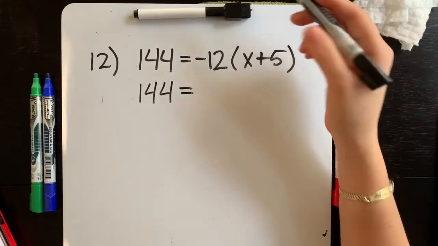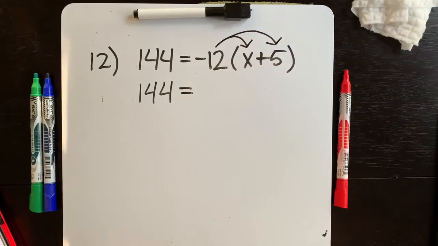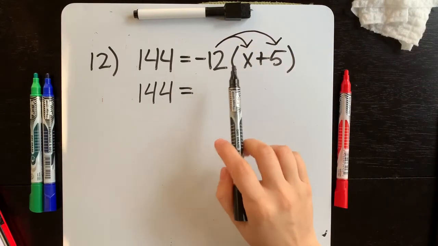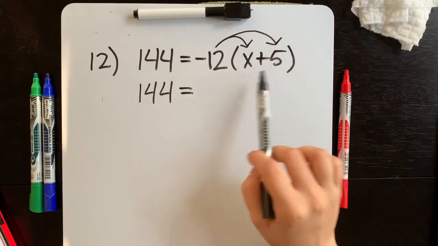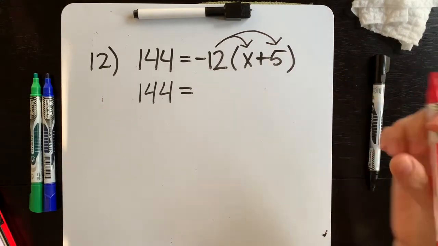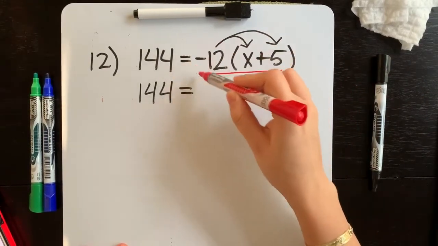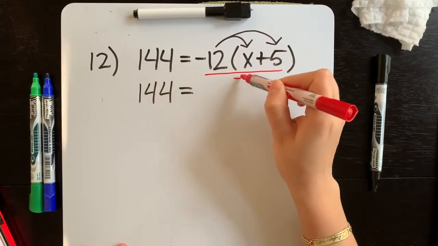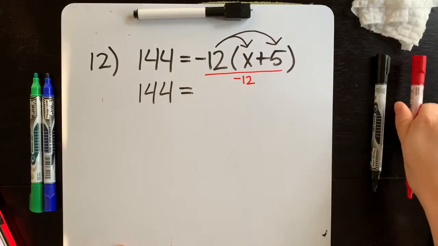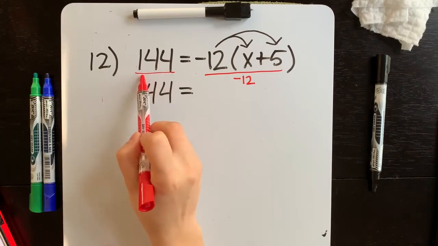Actually, okay, so we can distribute this out like this. Or, because this is a product between -12 times this sum, we can actually just divide it away. So let's do that rather than distributing, because that's extra work. So we're going to divide by everything. So -12. Okay. And then we got to do it to both sides.